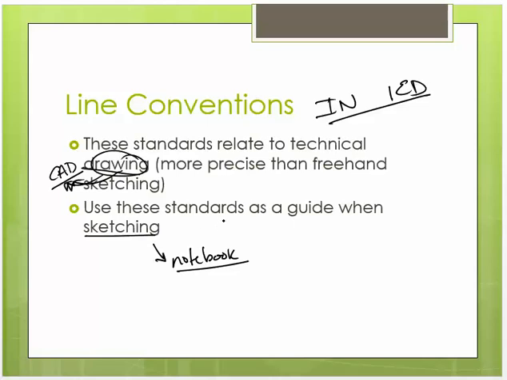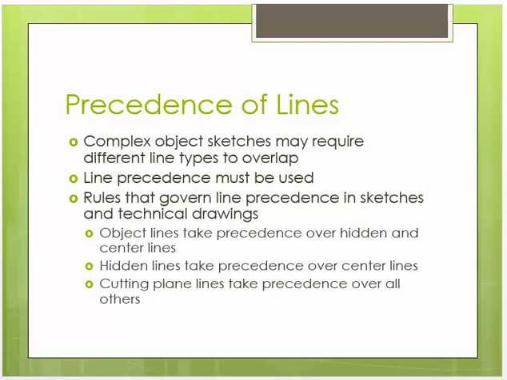Now, here's what I want you to understand. We can still use these standards when sketching in our notebook because it's still kind of a nice thing. You don't have to be nearly as neat about it. Your guidelines probably aren't going to be straight. Your leader lines may not be perfect. Your dimension lines, all types of things, we'll allow some allowance and tolerance. But we want to still try to use those same rules.